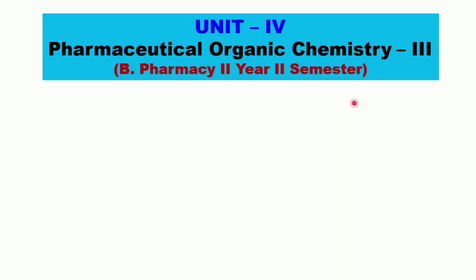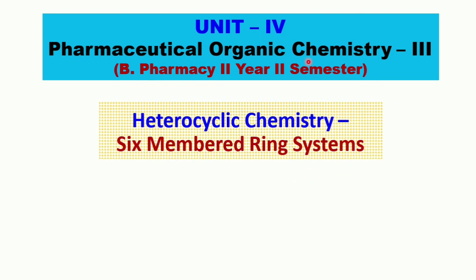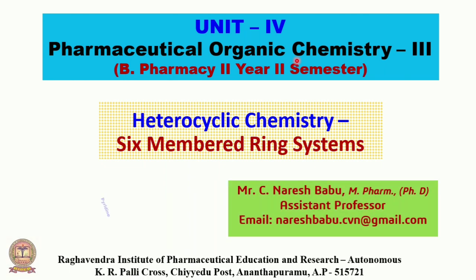In this video, I am going to discuss Pharmaceutical Organic Chemistry 3, B.Pharmacy second year, second semester, fourth unit, Heterocyclic Chemistry, six-membered ring systems. In this six-membered ring system, a very important compound is pyridine. Related to this pyridine, I am going to explain aromaticity, basicity, its structure, methods of preparation, reactivity, and some pyridine derivatives along with their uses.